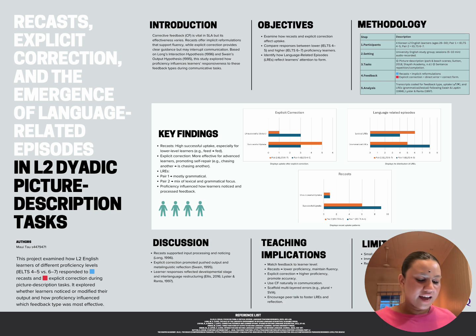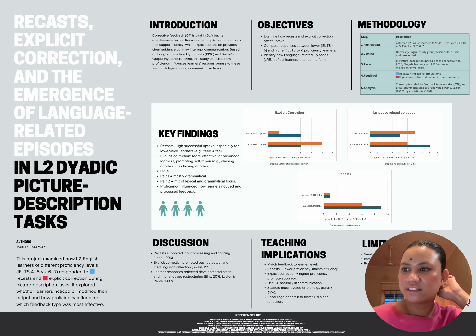For the objectives, I had lots of research questions, but my main research question was to examine how recast and explicit correction affect uptake, and to compare the responses between lower IELTS proficiency and higher IELTS proficiency. My methodology I have in the corner there, which is 5 steps: participants, the setting, tasks, feedback, and analysis.